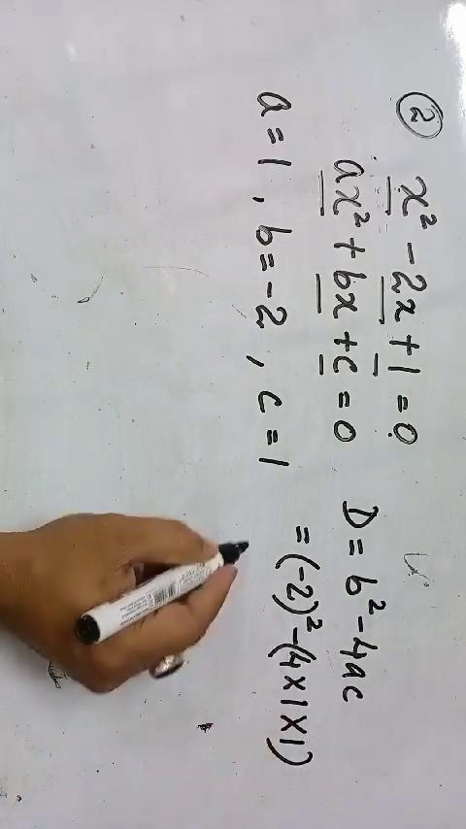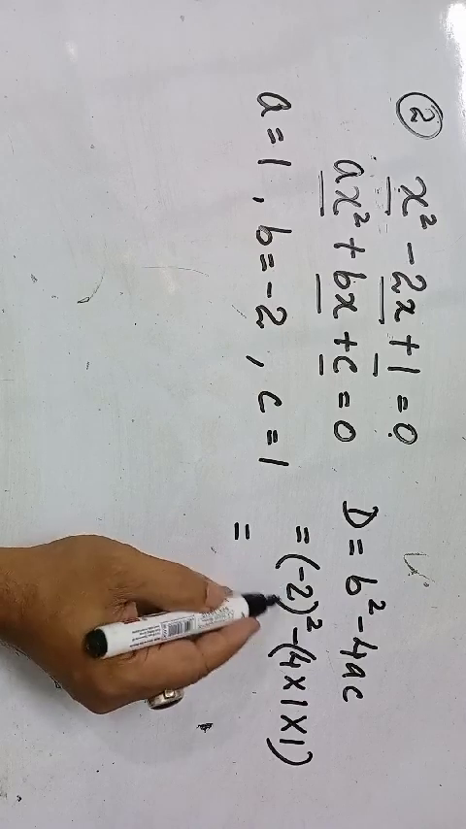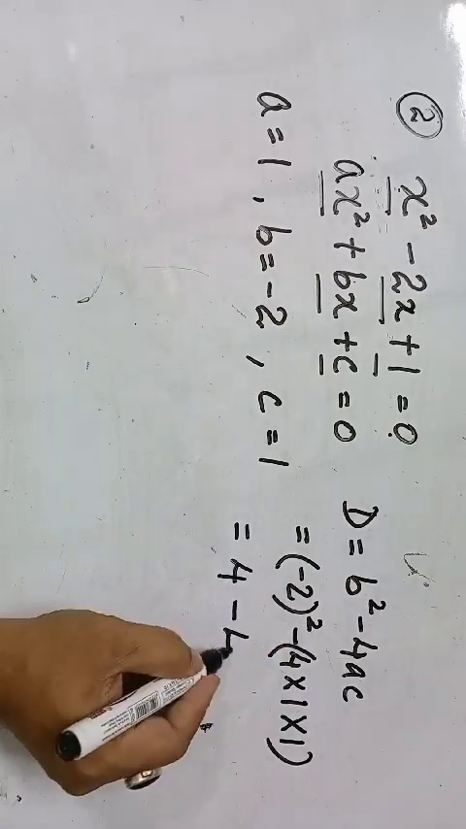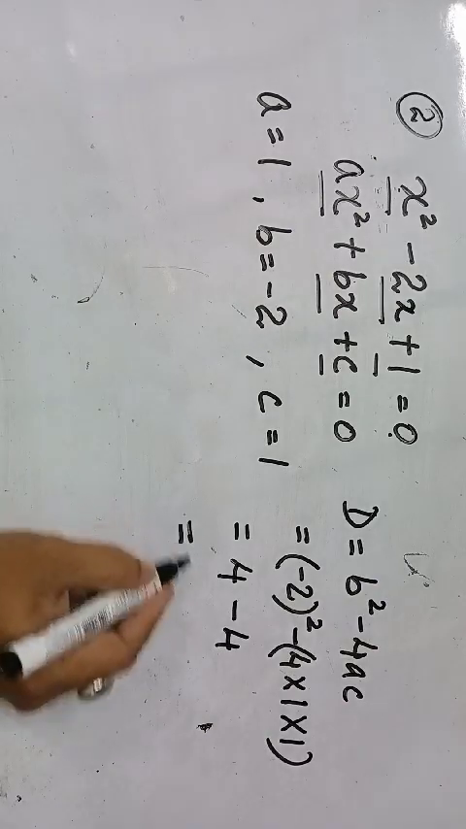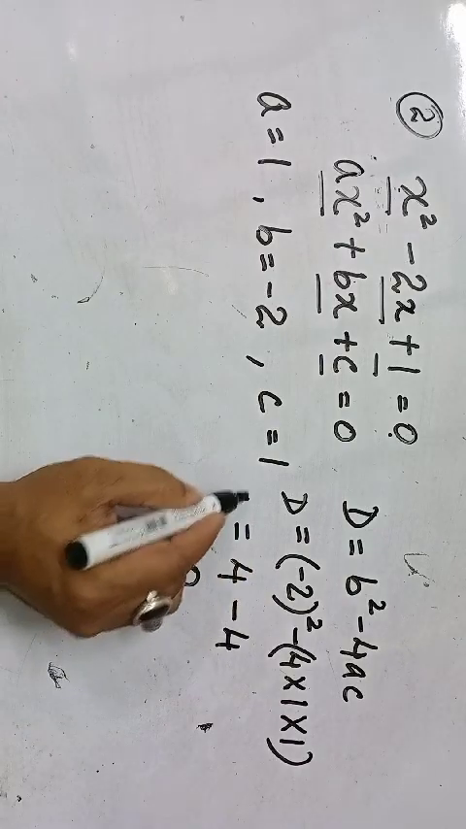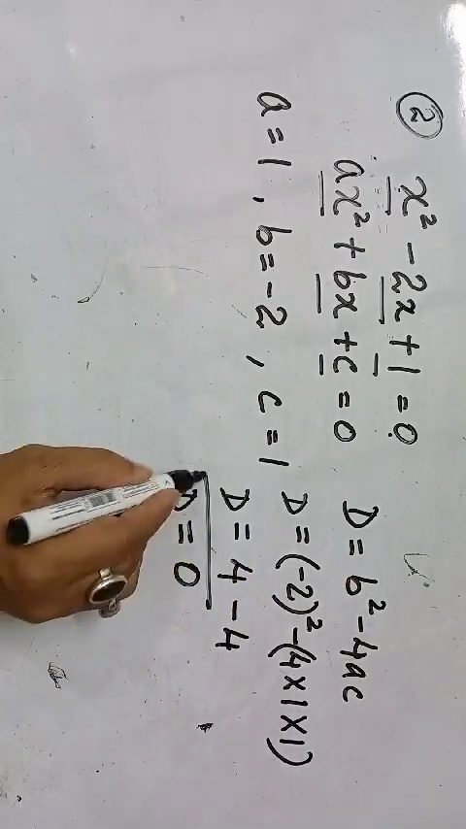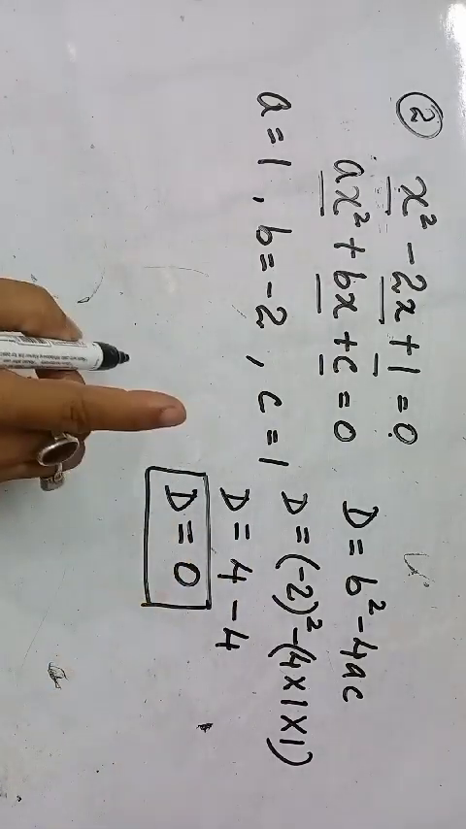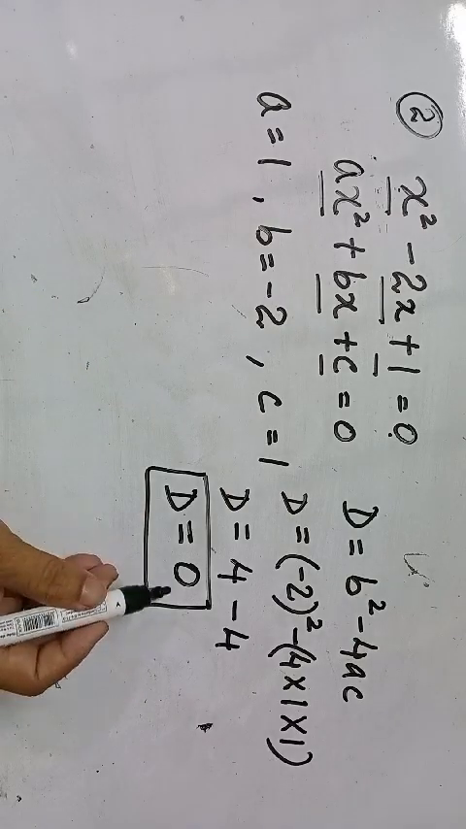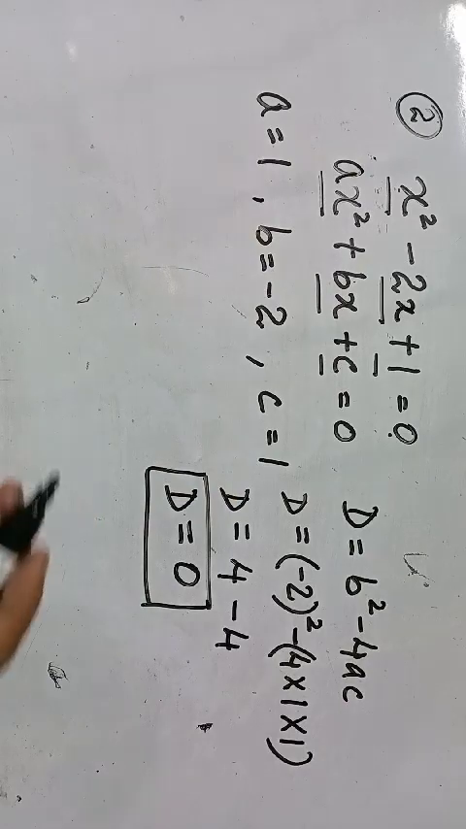So this time I am going to get, please note children, minus 2 whole square will be plus 4, and this will give you minus 4. So 4 minus 4 becomes 0. So this time my discriminant value has come out to be 0. Children, please note, in the first example d was negative. Here d is 0. In the third case we will discuss d positive.